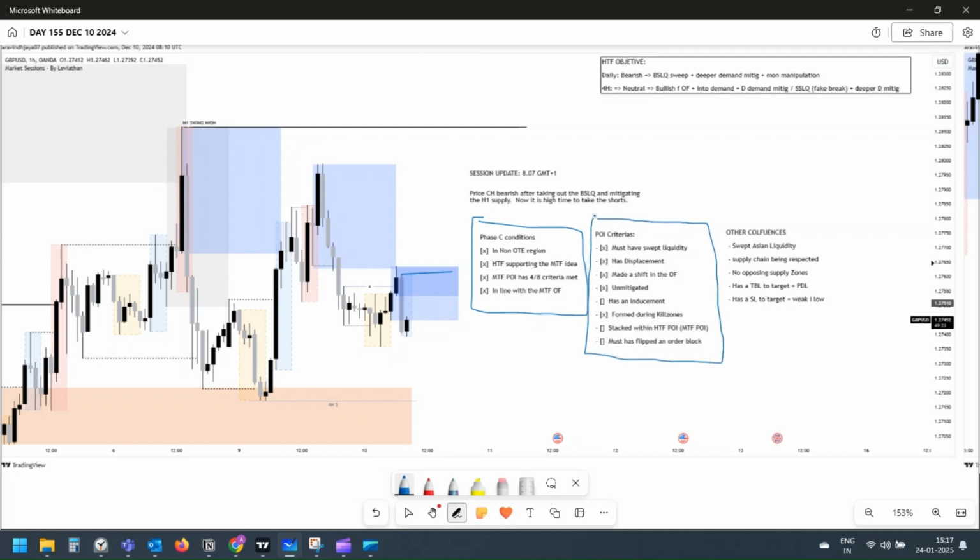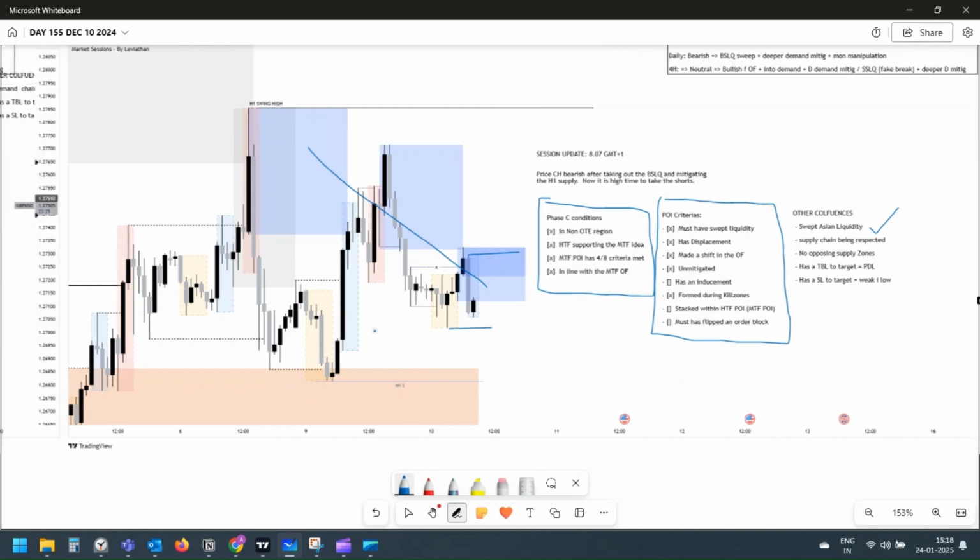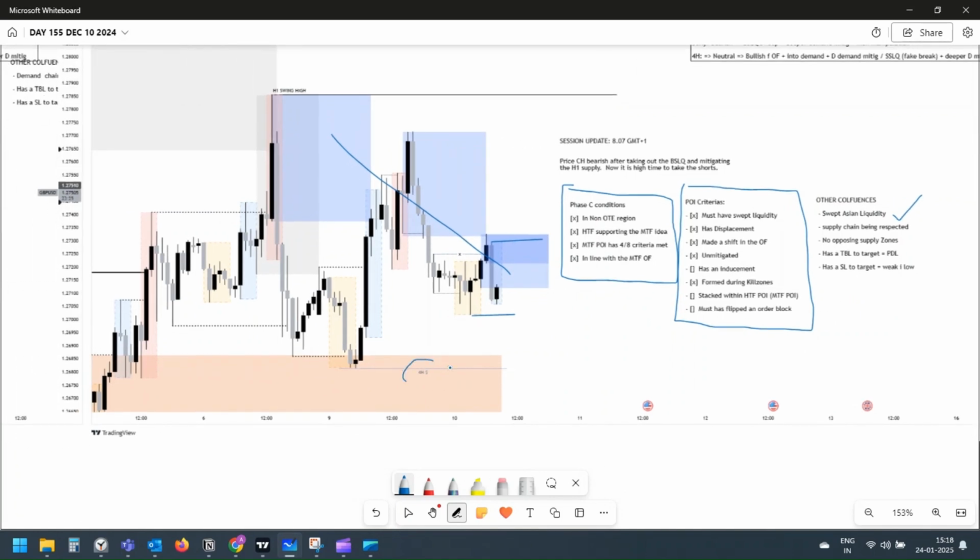And what are the other confluences? It has stabilized, and the supply chain is getting respected, and there are no opposing demand zones right here. And there is also a time-based liquidity target. That is, the first target would be my Asian lows, and the second target would be the previous day's low. It has also got a high time frame liquidity pool below, and there is also a strong internal low which can be taken out or liquidated at least.